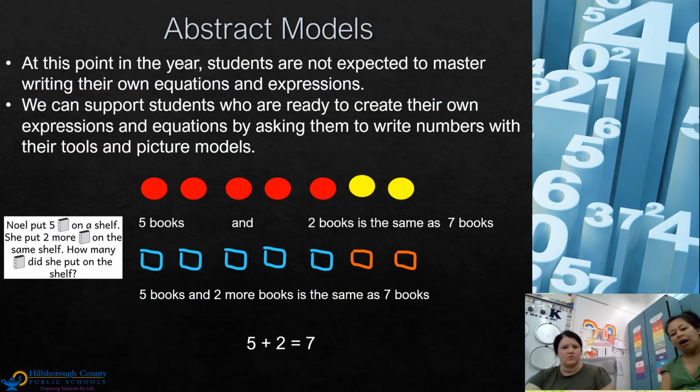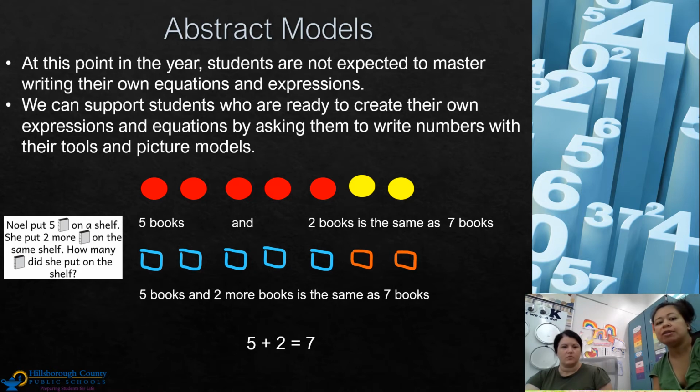Here's an example of how an abstract model goes from the pictorial to abstract. At this point, our kids do not have to master writing their own equations or expressions. It is part of learning about word problems, but if we're recording for them at this point in the year, that's perfectly okay. It's not an expectation of them. And if some of them can do it, then that's fine as well. So we want to make sure we are supporting them as they're ready.